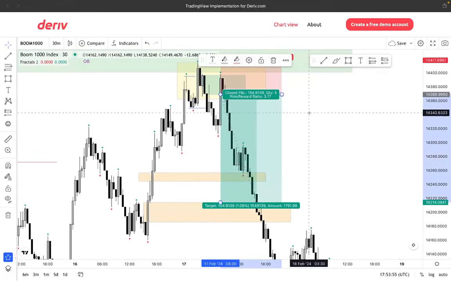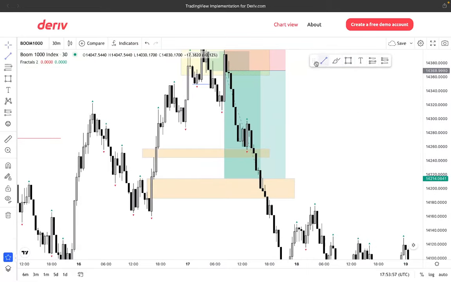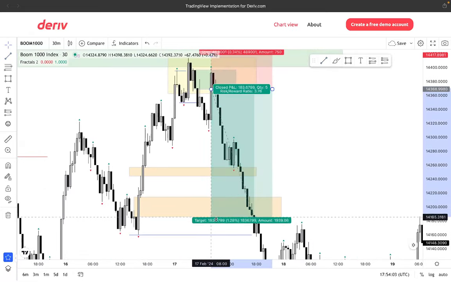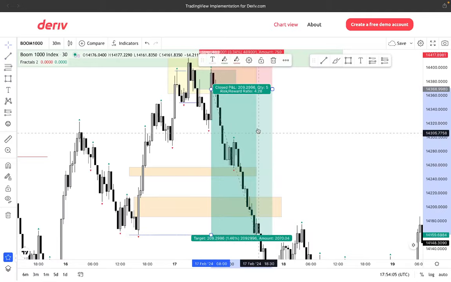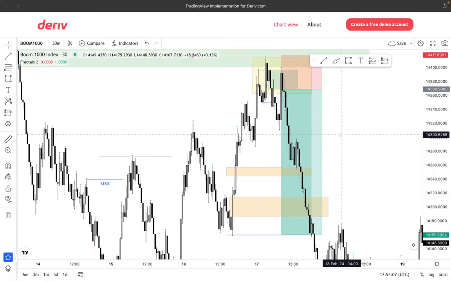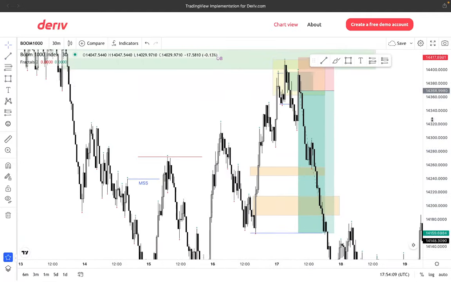And you can target your liquidity, and that can be a 4.2 risk to reward trade if you wanted to trade the opposite direction.